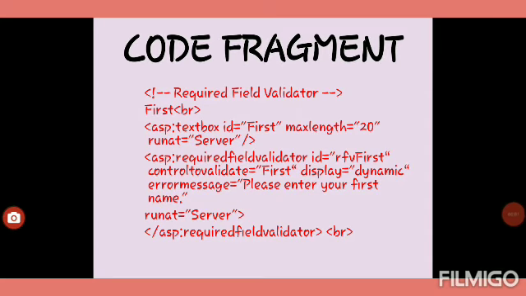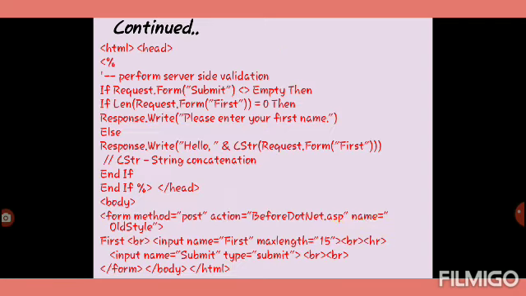And this is the code fragment of it. See, we first type the label, then we create a text box whose ID is first. Then we create the required field validator. It will be right beside the text box. Then we close the validator. Then we give a break. So this is the actual coding we give.